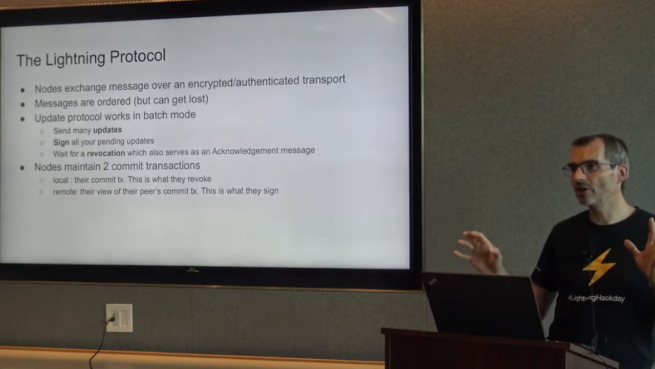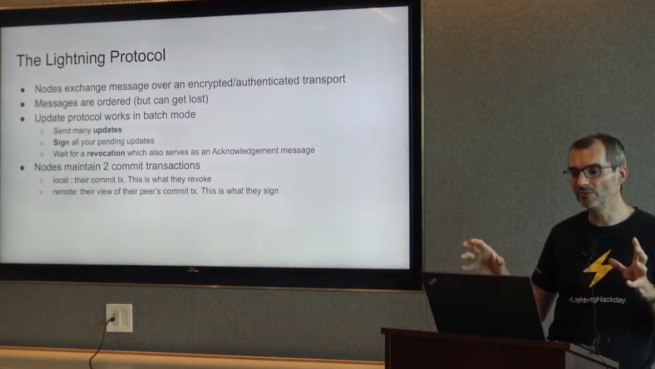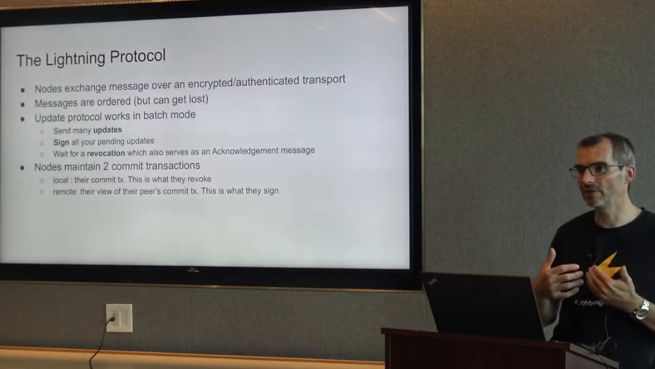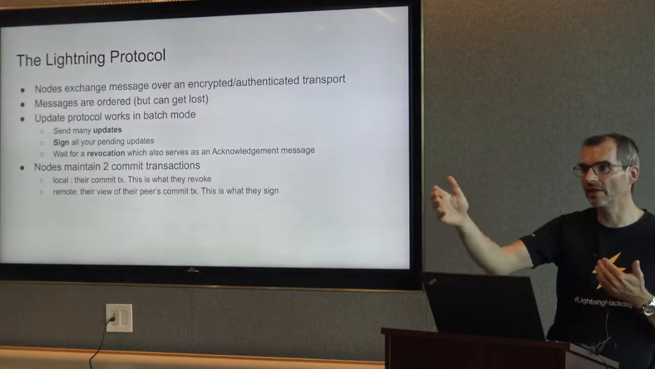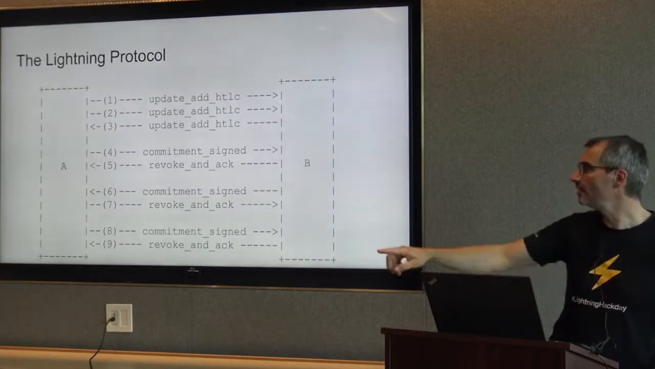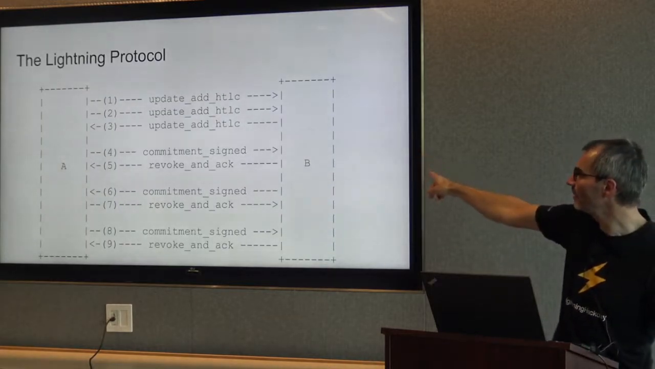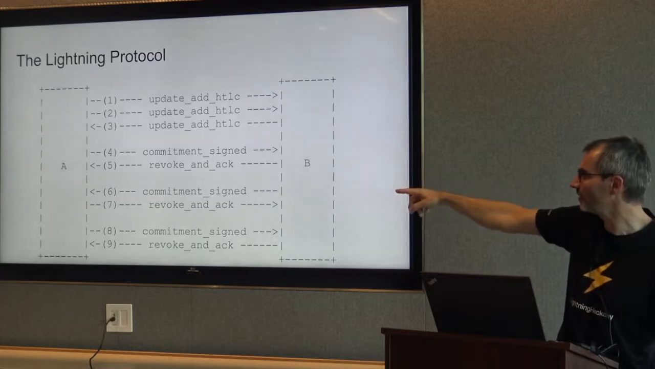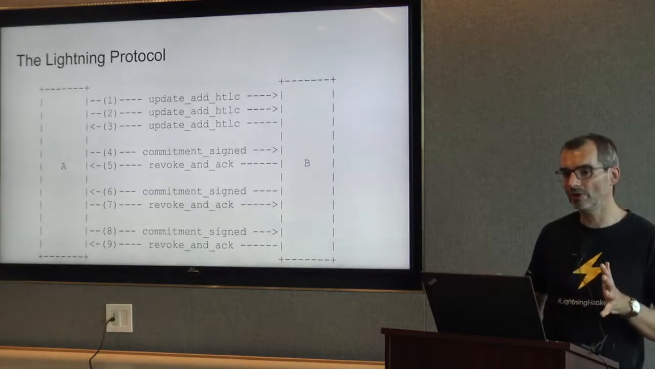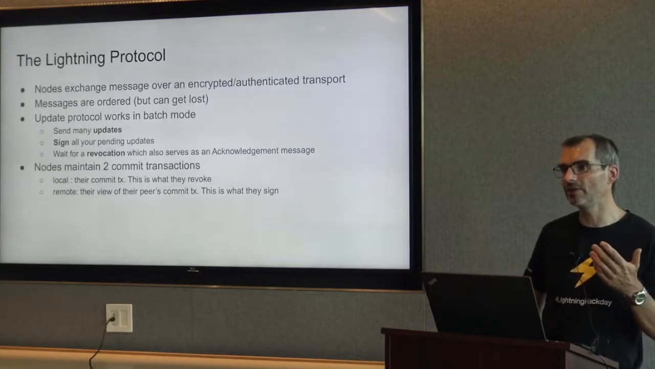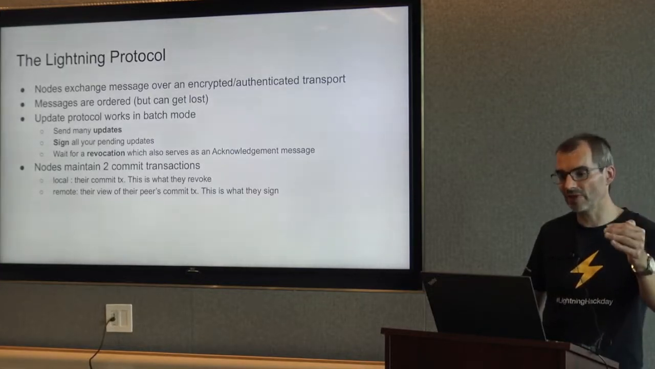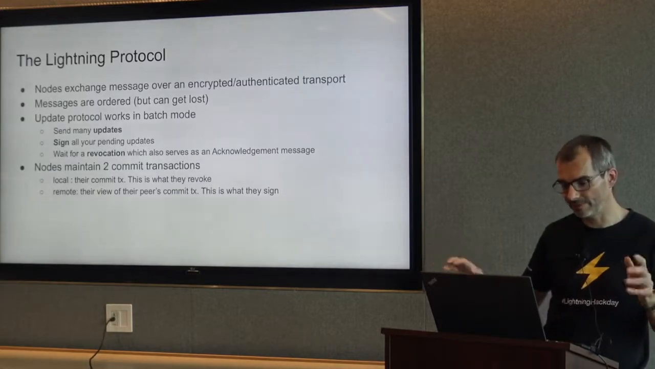Basically, the job of a node from a functional point of view is to maintain two commitment transactions: your local view of the channel and the remote view of the channel. And they are different. They're never the same, because A can send updates, and B can send updates at the same time, and B and A will not necessarily sign the same view of the network. So your job as a Lightning node is to maintain a consistent view of your commitment transaction and the other guy's commitment transaction, and make sure that they match.